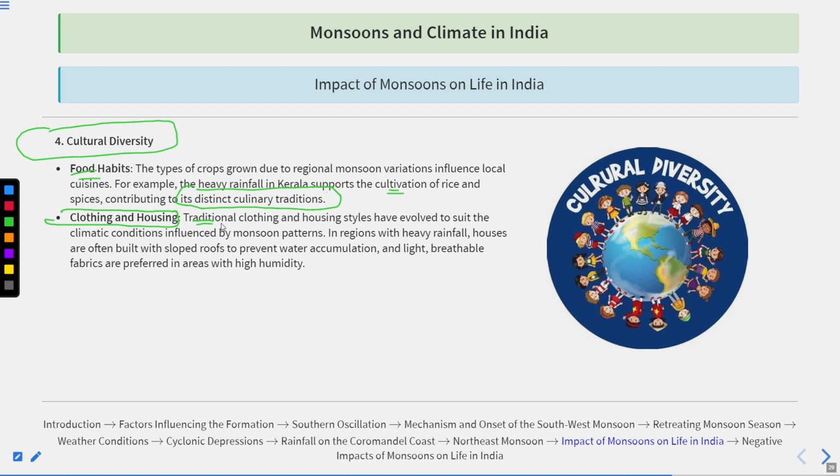Thereafter, clothing and housing. Traditional clothing and housing styles have evolved to suit the climatic conditions influenced by the monsoon patterns. In regions where the rainfall is heavy, houses are often built with sloped roofs to prevent water accumulation. And light breathable fabrics are preferred in areas where the humidity is generally high.